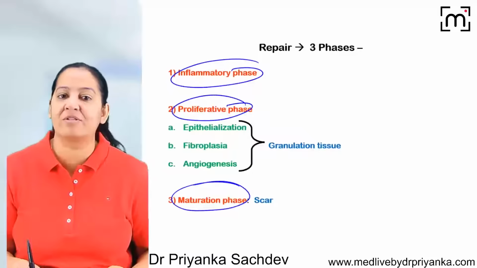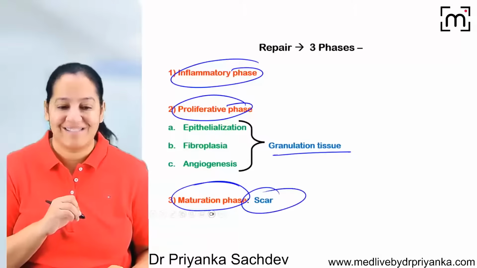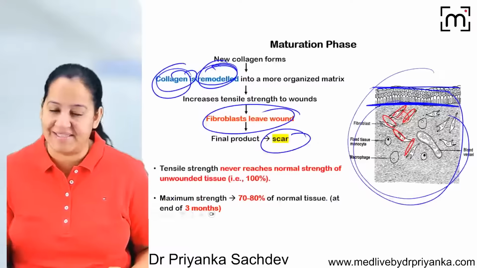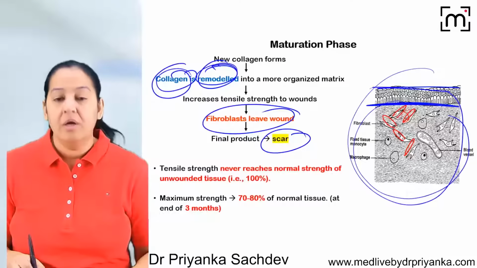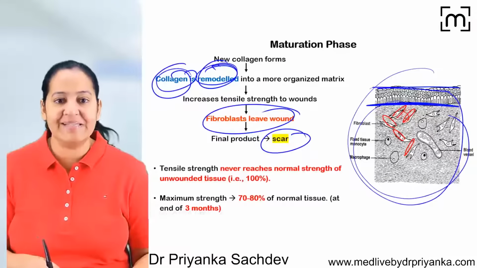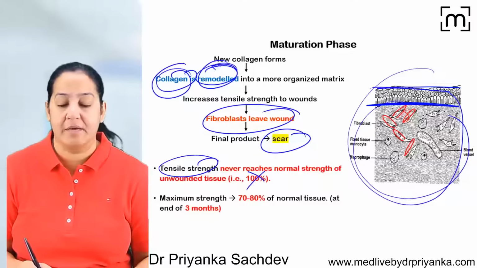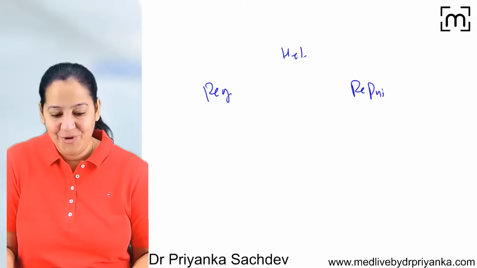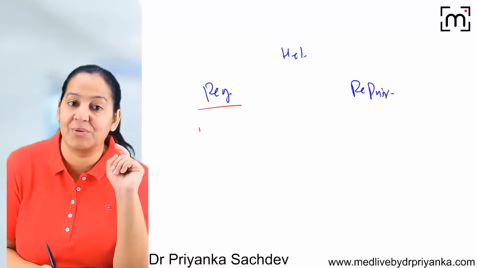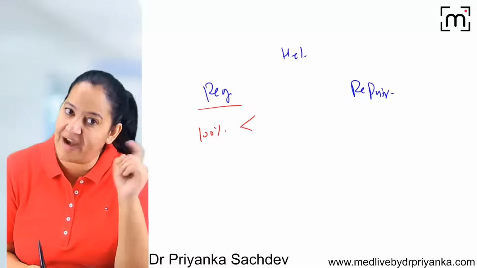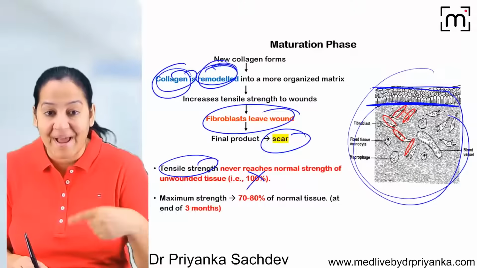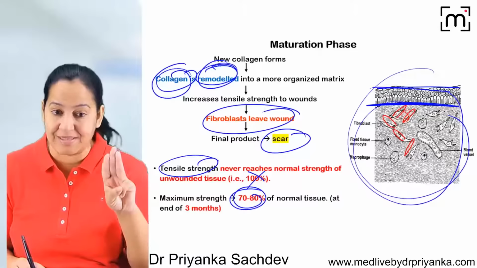The end product in the last step was granulation tissue. Here the end product is scar. It contains only and only collagen, which is remodeled. That's it. All the cells are gone. So here the tensile strength of the wound is never 100%. I told you at the beginning of the lecture that healing is of two types: regeneration and repair. When the injury is superficial, there is regeneration, with 100% restoration of normal structure and function. Here 100% is never reached. Tensile strength is maximum up to 80%, and that too after 3 months. But it is never 100.